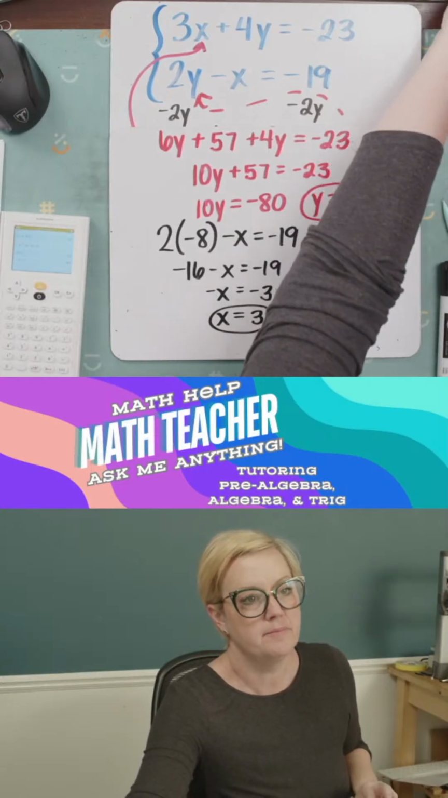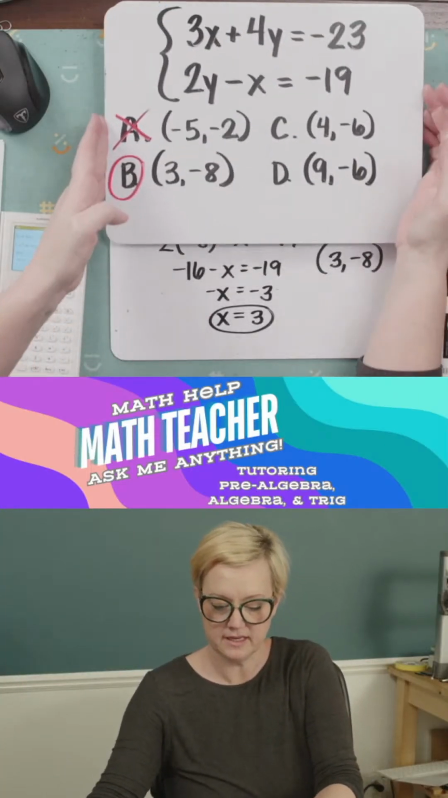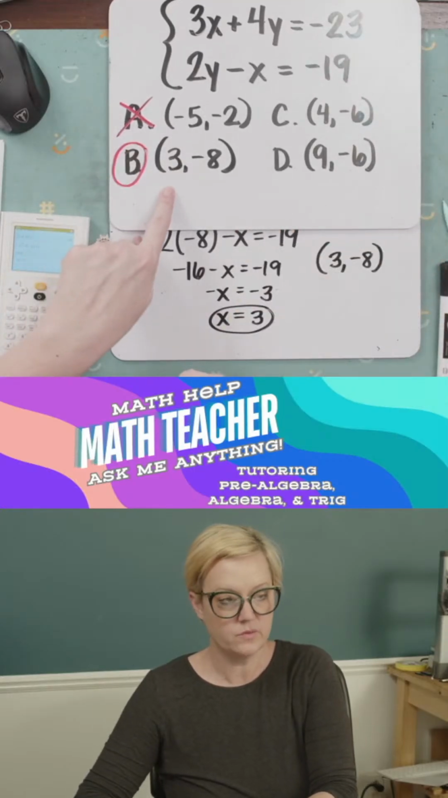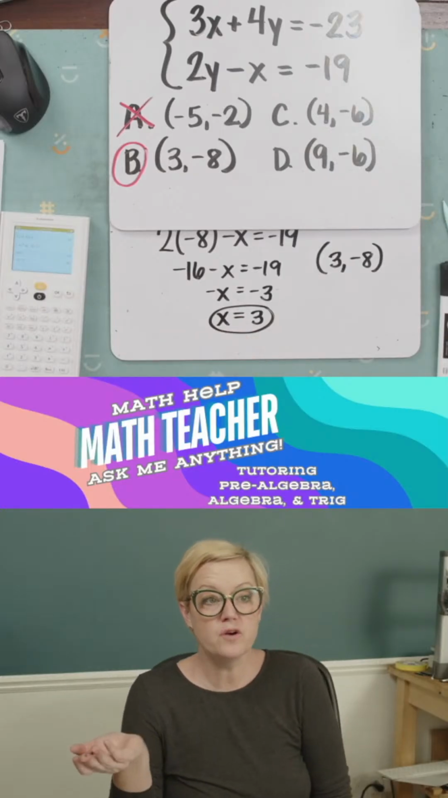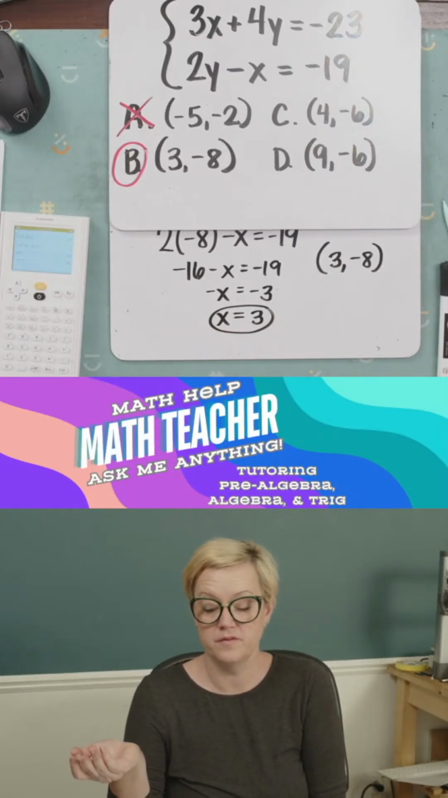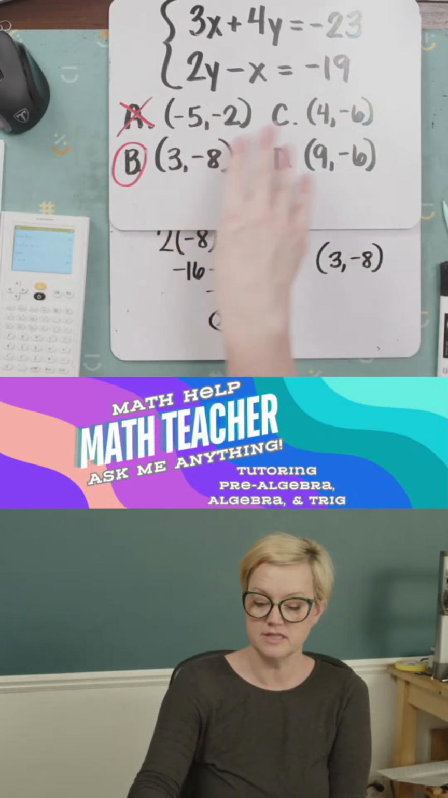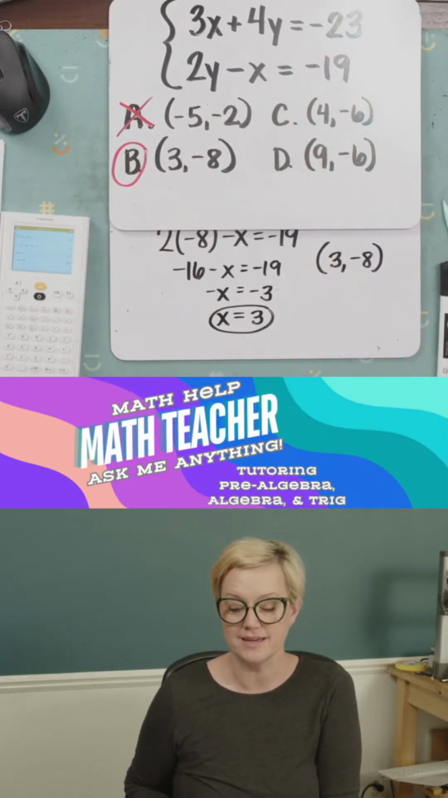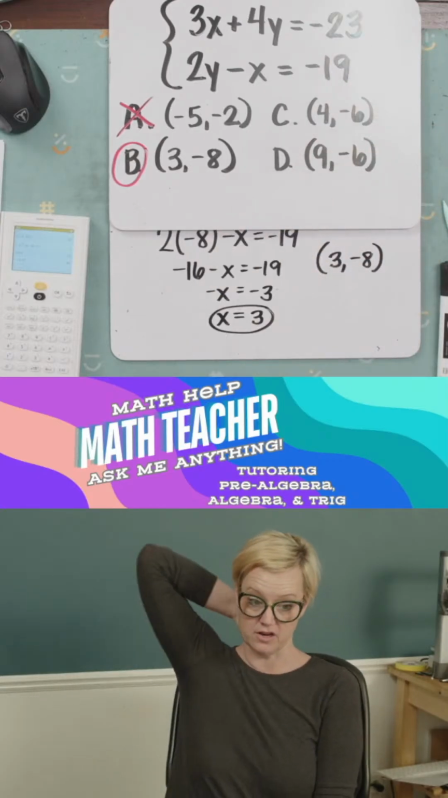So if I go back up to my answer choices, it's 3, -8. So two different ways of figuring out this same problem. Again, you can use these to just plug in and figure out what it is, or you can actually solve the system and find the answer in your choices.